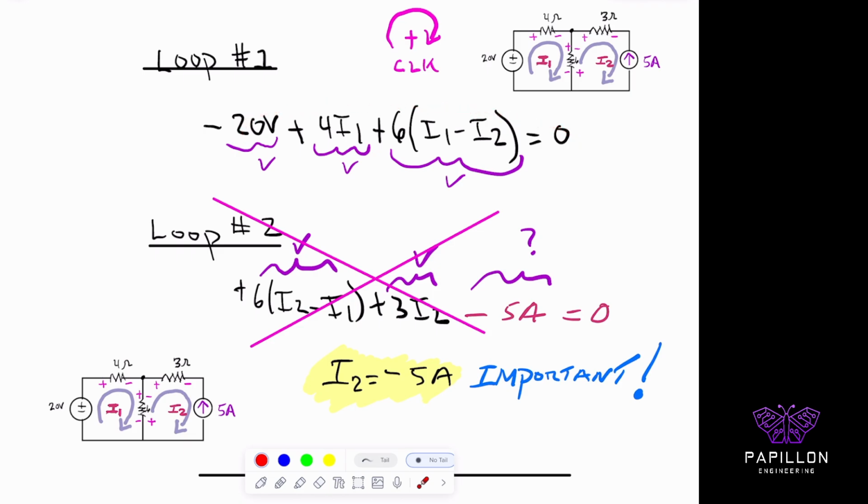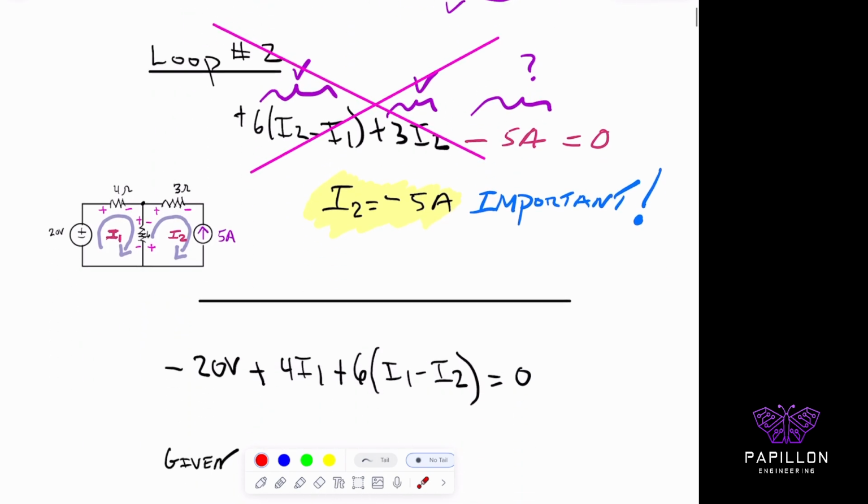So I already know half my problem. I know I2, so I can literally substitute I2 into this equation. I only have one unknown, which is my I1 value. And if you're wondering how we get the current across the 6 ohm branch, we figured out before that the current I1 minus I2 will give us that current as well.